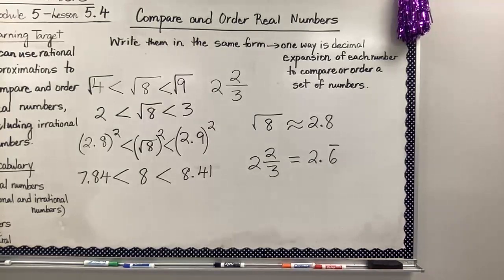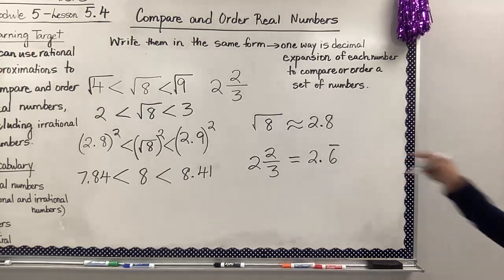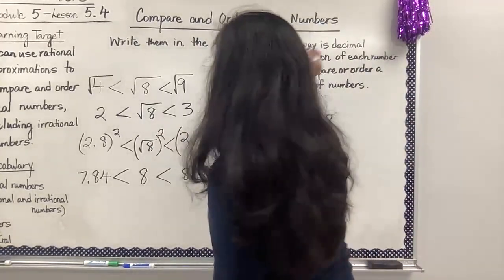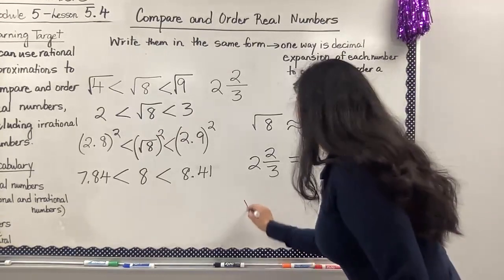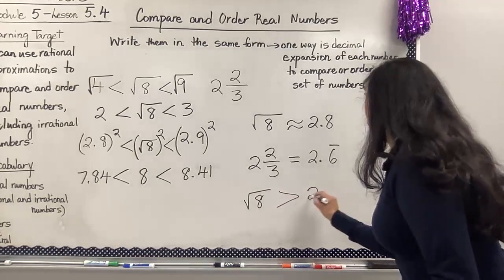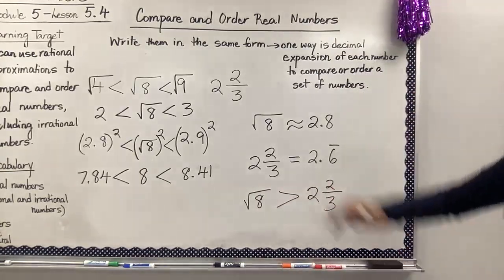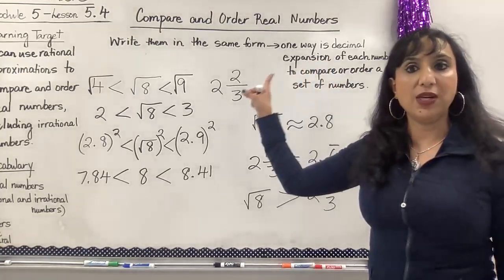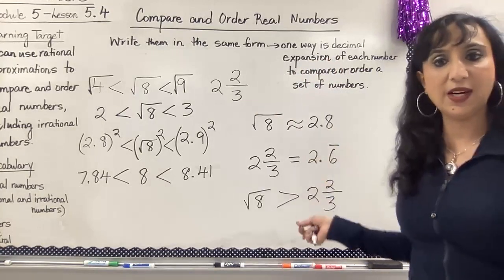Okay, now let's look at this. And since 2 and 8/10 is greater than 2 and 6/10 with a repeating sign, okay, so what does that tell us? That we are going to say that I have square root of 8, right, is greater than 2 and 2/3. Okay, just by looking at this. So again, we have changed it to what? We have changed it to a decimal expansion. It makes it so much easier to compare.